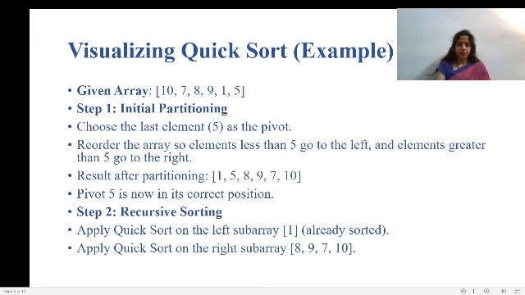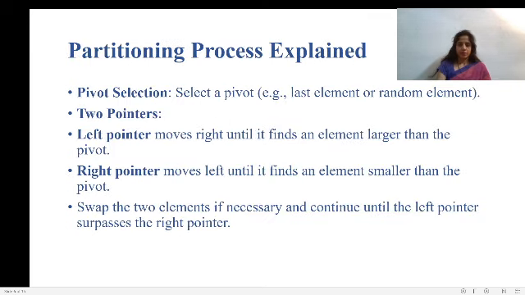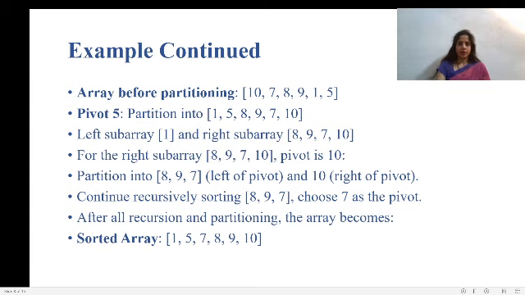And what is the process? For 8, 9, 7, 10, the last element here is 10, so the pivot element here is 10. We again compare 8, 9, 7 with 10, the pivot element. Then what will be the result?